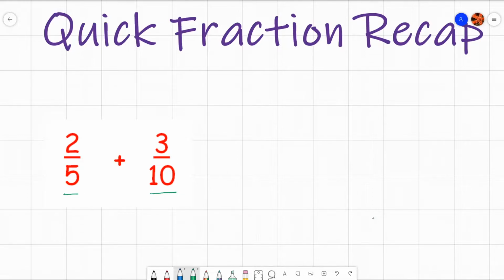So I can multiply 5 by 2. If I've multiplied the 5 by 2, I've also got to multiply the top number by 2. We've got to do the same at the top and the bottom. So when I multiply that fraction by 2, I end up with 4/10 plus, now I can keep the second fraction the same because it's got the same denominator, 4/10 plus 3/10, which gives me 7/10. Okay, and that's it. You can leave it as that, or you can simplify the fraction.